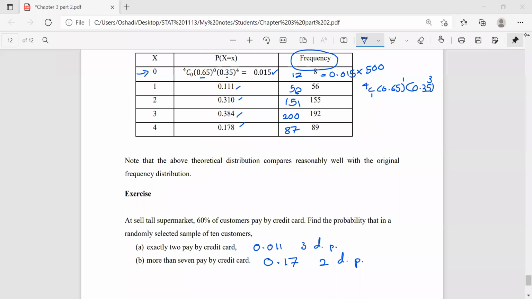So any questions regarding the binomial distribution? So I'm going to end the binomial distribution here. If you have any question, any doubts regarding the binomial distribution, you can ask now, right?